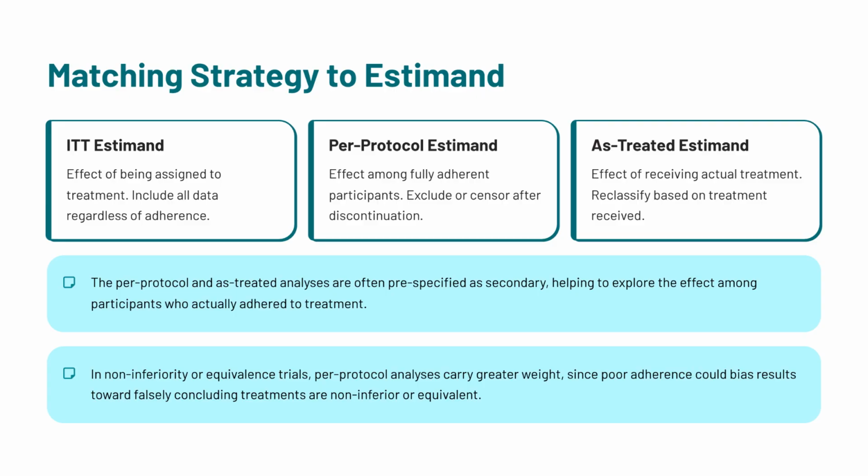The per-protocol and as-treated analyses are often pre-specified as secondary, helping to explore the effect among participants who actually adhered to treatment. That said, in non-inferiority or equivalence trials, per-protocol and sometimes as-treated analyses carry greater weight, since poor adherence could bias results toward falsely concluding treatments are similar.